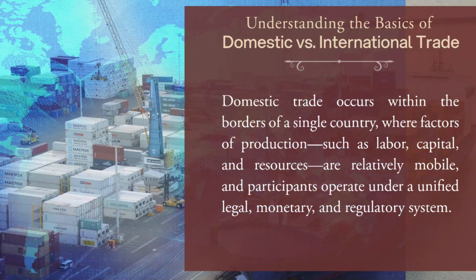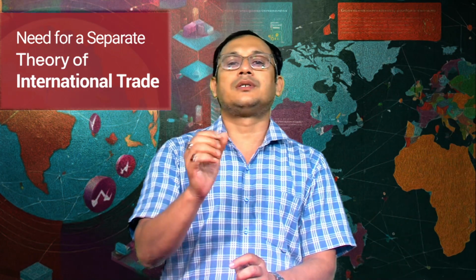Domestic trade occurs within the boundary of a single country, where factors of production such as labor, capital, and resources are relatively more mobile as compared to international trade, and along with that, the participants of domestic trade operate under a unified legal, monetary, and regulatory system. So this is not the case with international trade.